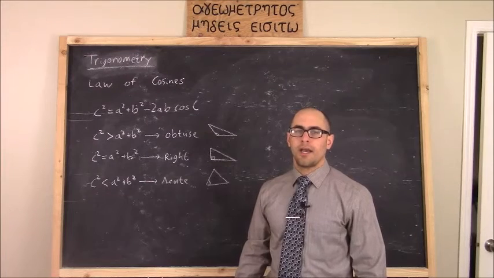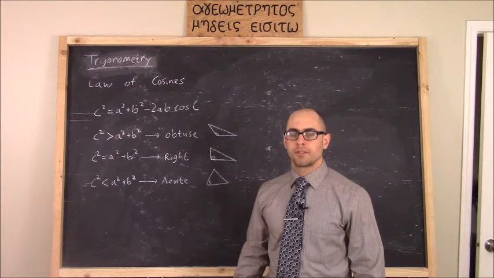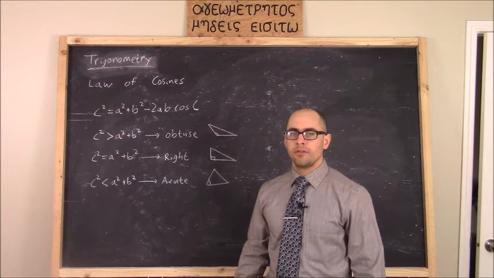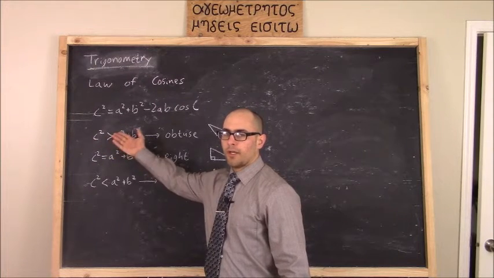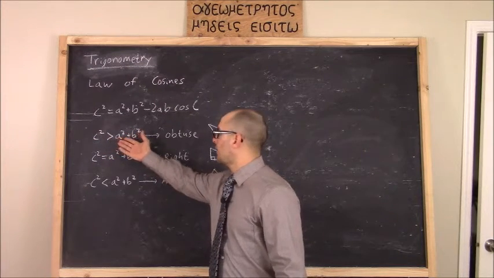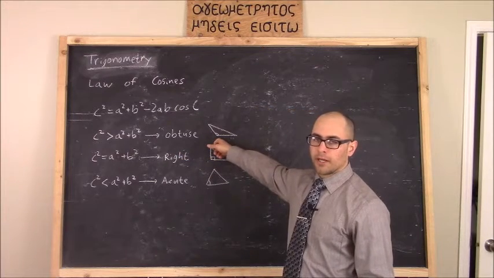Now, if you didn't have access to an electronic calculator, trig tables, or other means to compute the exact value, you could notice some general trends. Namely, if c squared is greater than a squared plus b squared, that forms an obtuse triangle, meaning this angle is greater than 90 degrees.